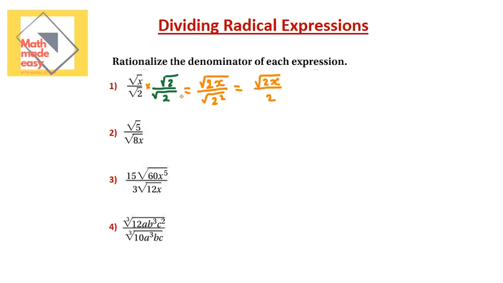What did I do? Because I couldn't simplify, I have to rationalize. The denominator of any expression cannot be a radical. It needs to be rationalized. Now let's look at our next question here.